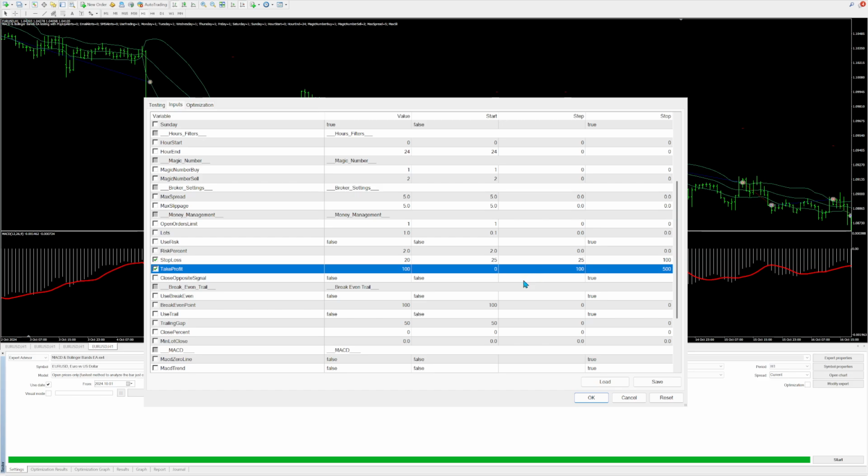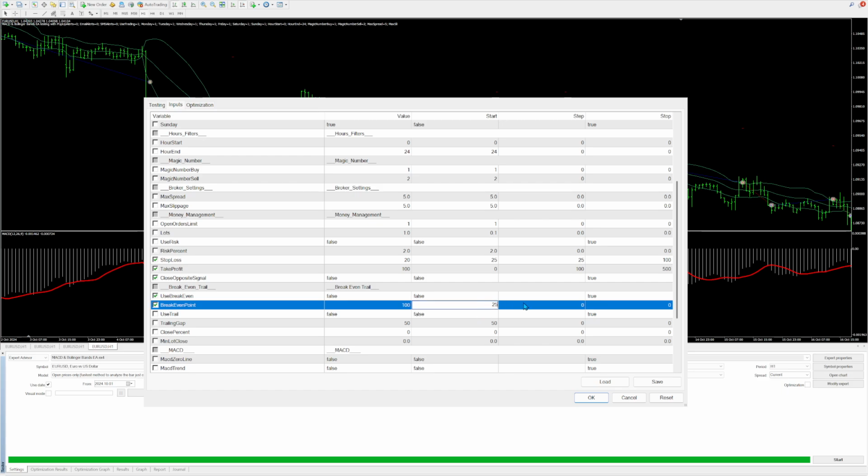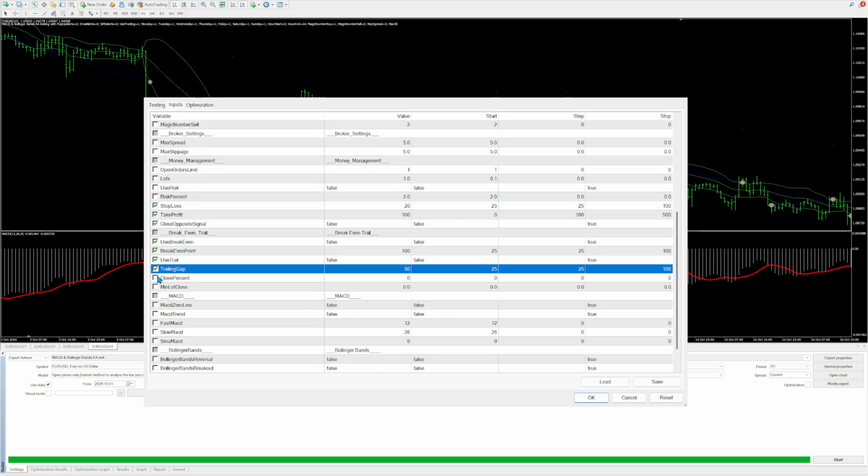100 pips, 200 pips, 300 pips, 400 pips, and 500 pips. Close opposite signal, we can set that to true or false. Break even, true or false. Break even point, let's go 25 pips, up in 25, we'll go to 100. Trailing stop, we'll do true or false. And for the trailing gap, we can go 25, 25, all the way up to 100.